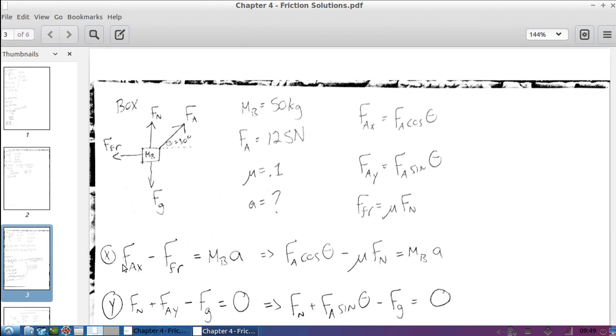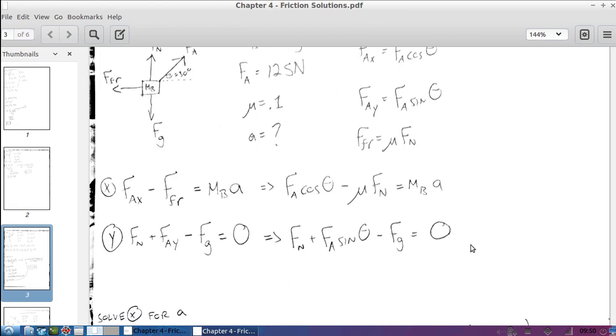All right, Newton's second law in the x direction. I've got the x component of the applied force, and the frictional force in the negative x direction. That's equal to the mass of the box times the acceleration. I'm being asked for the acceleration, so I'm assuming there is an acceleration. So the applied force in the x direction minus the frictional force is the mass times the acceleration in the x direction. I'm substituting Fa cosine theta in for the x component of the applied force, and mu times the normal force in for the frictional force. So I'm going to solve Newton's second law in the x direction for the acceleration.